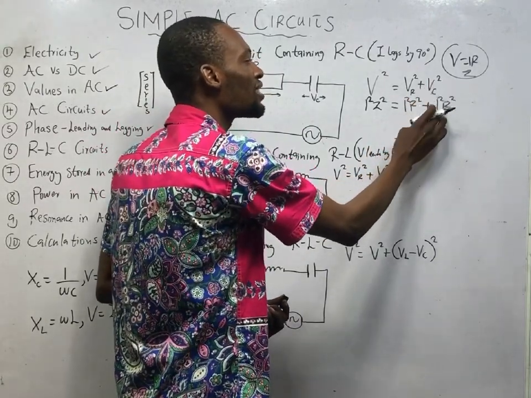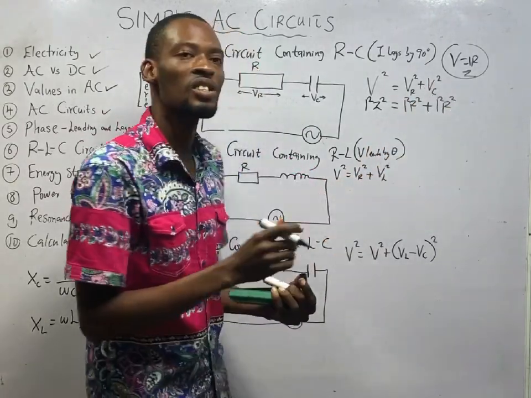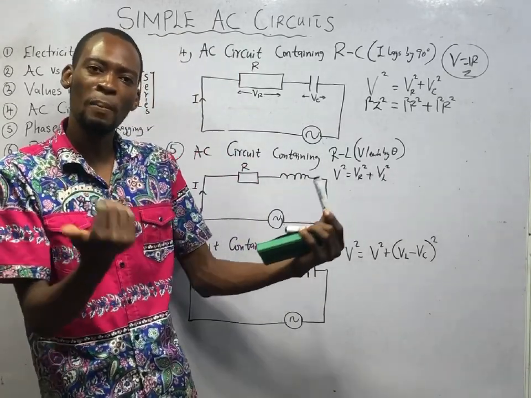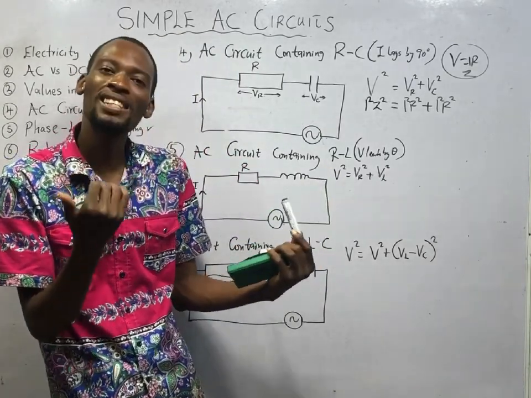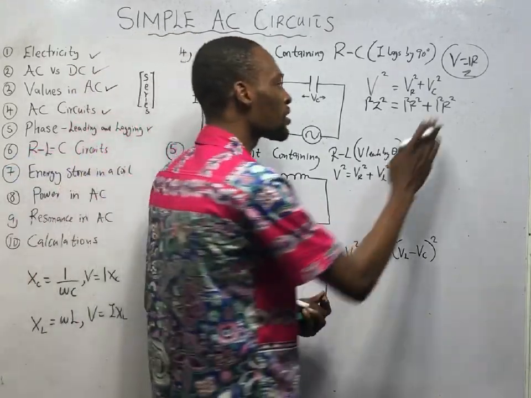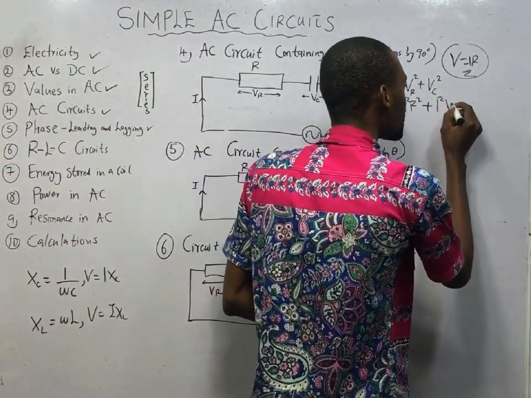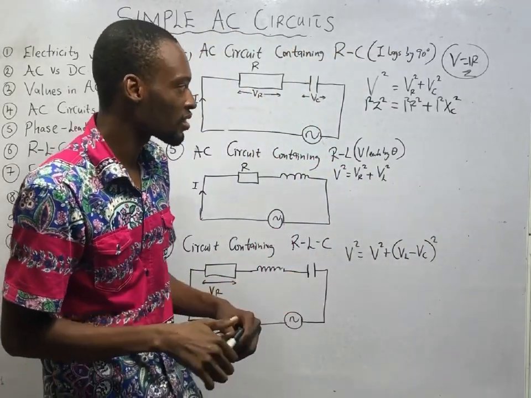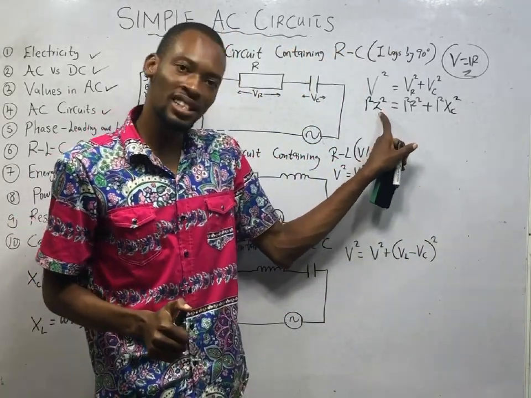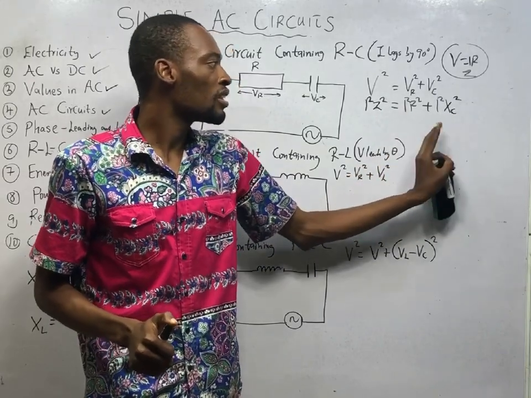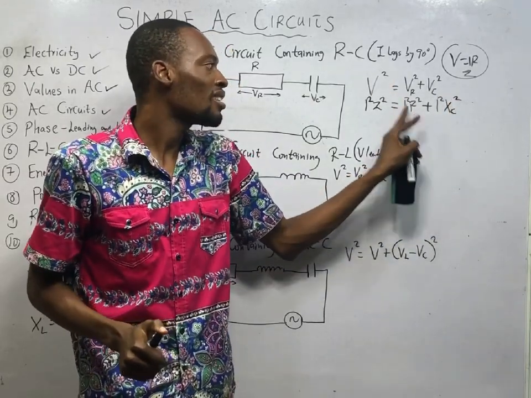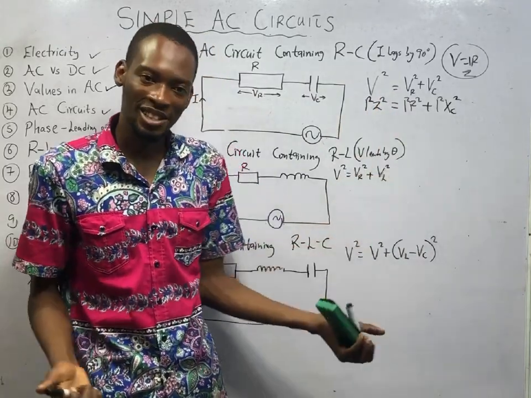How about here? Here, V is I times R, but the resistance is offered by the capacitor. So when opposition is offered by the capacitor, we have capacitive reactance. So that becomes I squared Xc squared. So Xc is capacitive reactance. This is the resistance offered by these two: Xc is the resistance offered by the capacitor, and R is the resistance offered by the resistor.